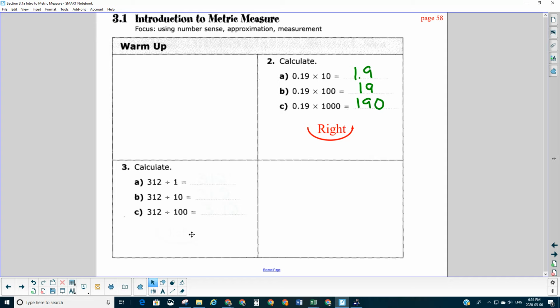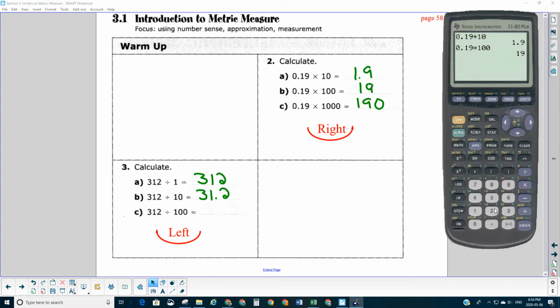When you divide, you're going to do the opposite. You're going to move decimal places to the left. Now, dividing by 1 does nothing. When you divide 312 by 1, it stays the same. But when you're dividing by 10, you're going to move one decimal place to the left. So the decimal place is right here after the 2. If we move one decimal place to the left, it should be 31.2.